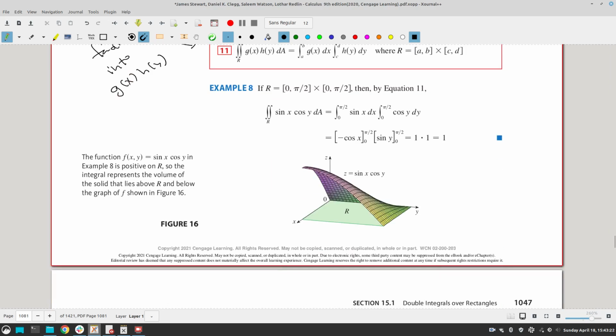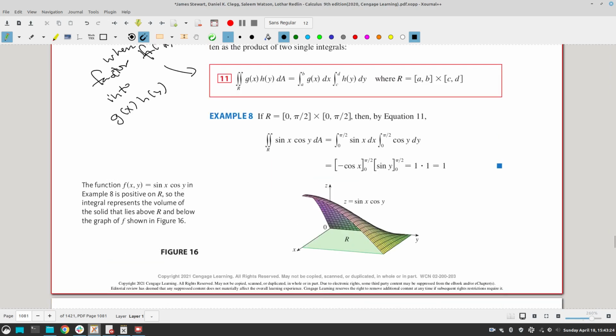Now let's look at this example, example 8. The integral of f of x, y equals sine x cosine y dA, and the integration range is 0 to pi by 2 for x. This is the x range, 0 to pi by 2 the y range. So sine x is your g of x and cosine y is your h of y, and you evaluate the product of these two integrals, and that's how you integrate.